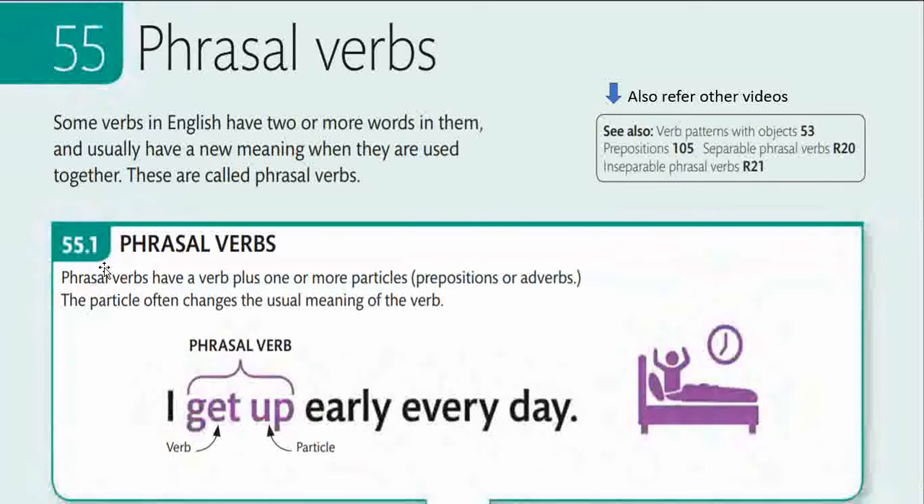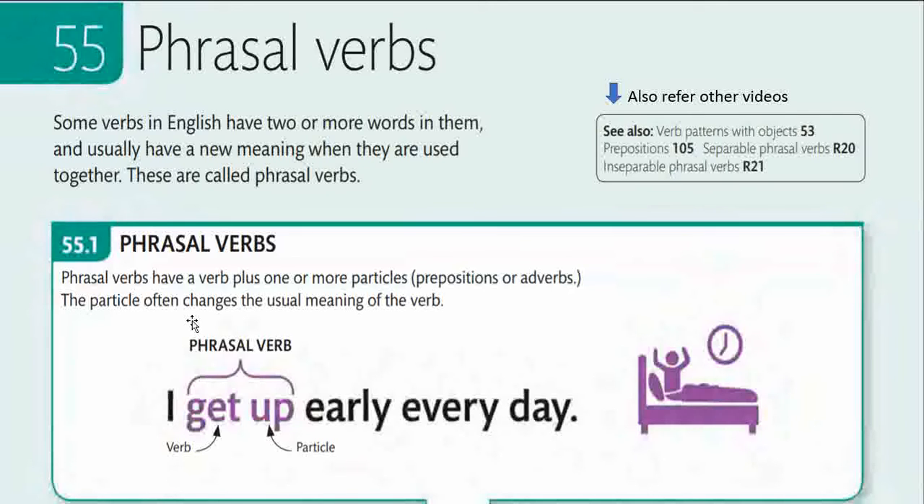Now let us see the first pointer, regarding how phrasal verbs are constructed. Phrasal verbs have a verb plus one or more particles. Particles can be a preposition or an adverb, so I prefer calling them particles. So we have one verb and a particle, and together they make a phrasal verb.